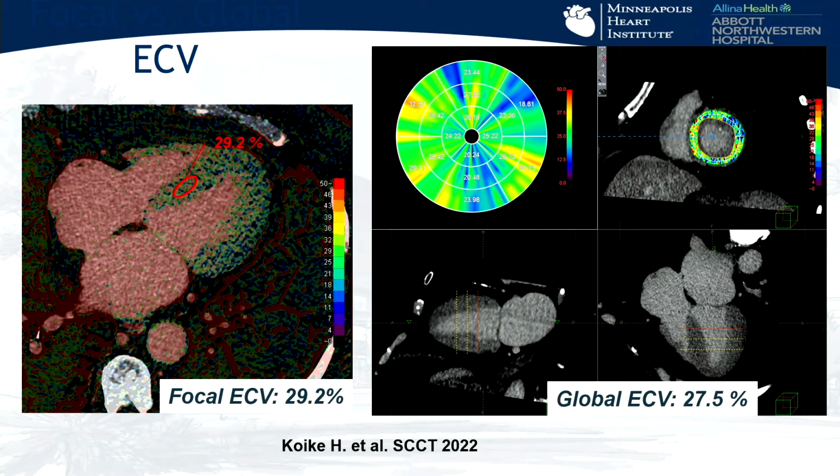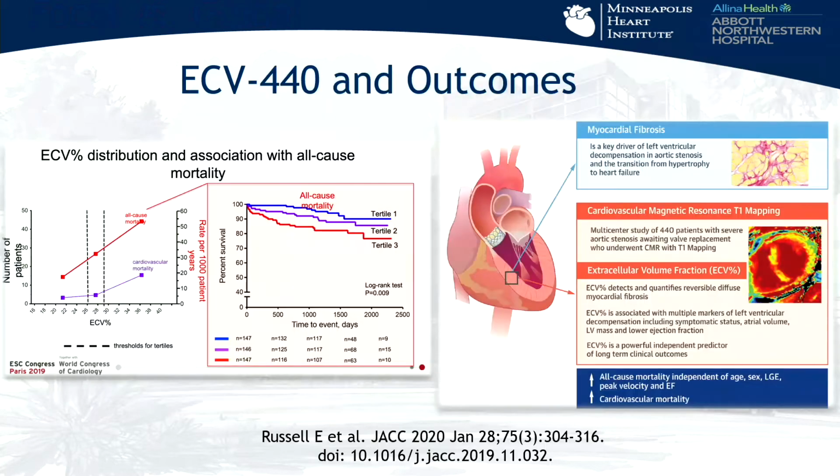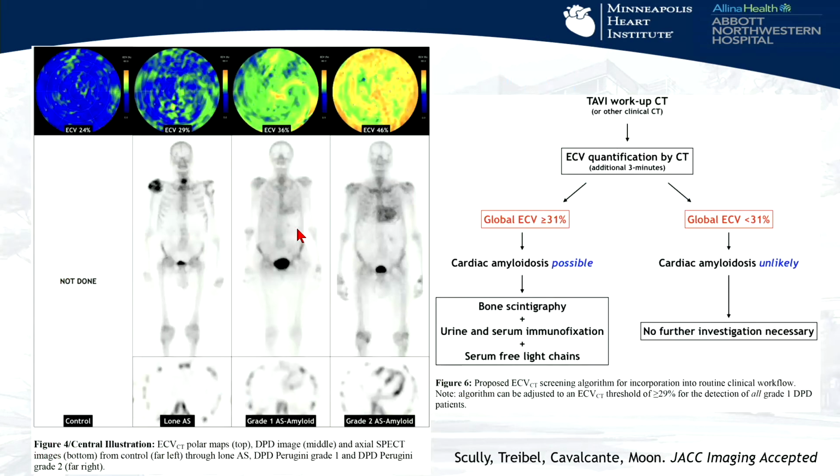Moving forward, CT ECV, even though that's not the topic, our group is working on that as well. Can we do that? This is work by Hideki Koike here in the audience as well, and presenting today, showing that that's feasible by CT, and we can learn quite a bit. And why is that important? Because by MRI, you can see that there is a stratification of risk, not only for all-cause mortality, but cardiovascular mortality, once there is elevation of that ECV, which is another marker of outcomes.